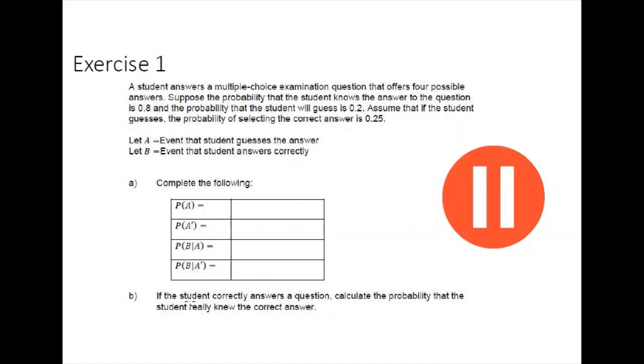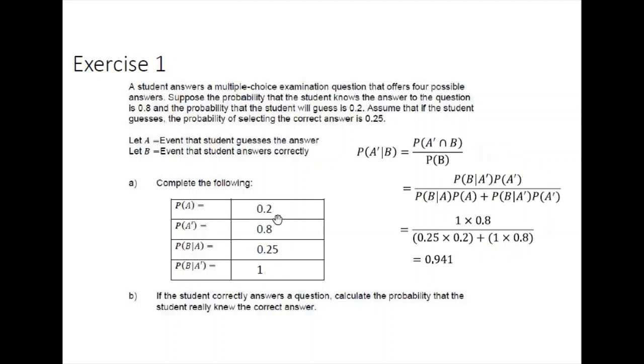Okay. A is the event that a student guessed the answer. Here, the probability that a student guesses the answer is 0.2. A prime is the complement of A. So the complement of guessing is knowing the answer. So A prime is 0.8, or 1 minus 0.2 is 0.8. You can see the result here.